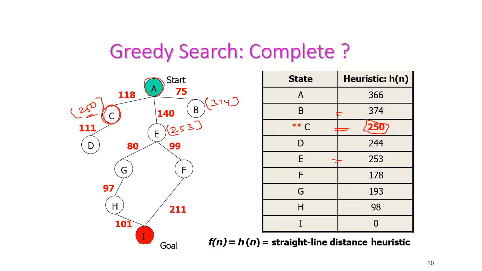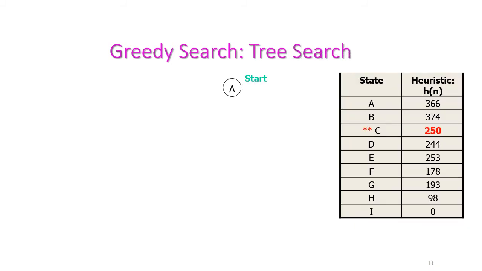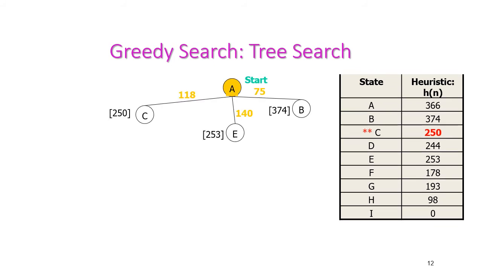Let us see what will happen in this situation. Initially we start from the starting state. This heuristic value is 366. From the starting state we have three other states, C, E and B. The heuristic value of C is 250. This is very much less when compared to the other two states. So we select C for further expansion.